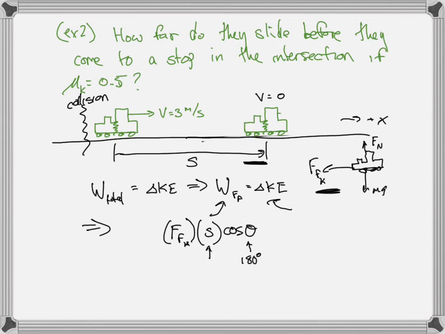s is our unknown, and F_fk we can evaluate as mu_k F_n. F_n we know is mg because it is not accelerating up or down, so it's mu_k mg. Okay, that's just the left-hand side, equals the change in kinetic energy, 1/2 m v final squared minus 1/2 m v initial squared, the change in kinetic energy.